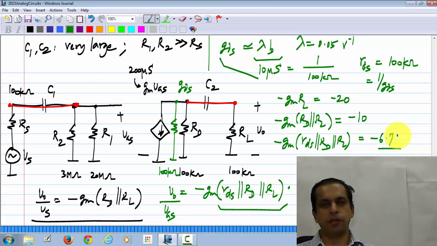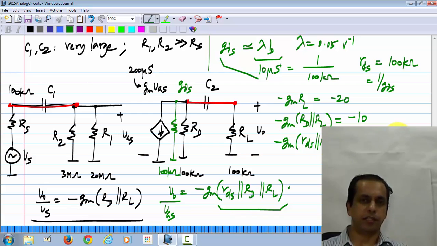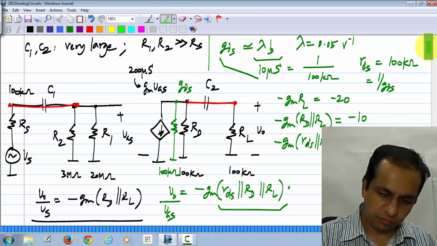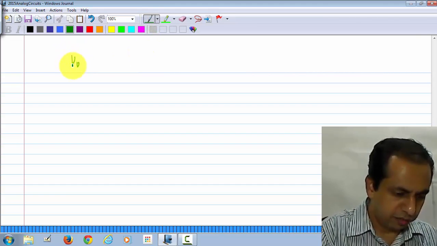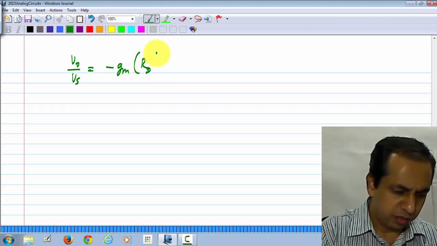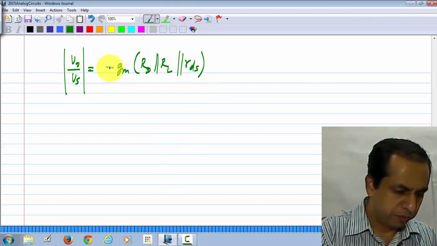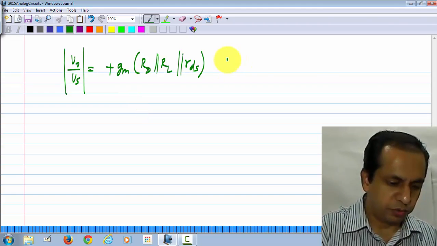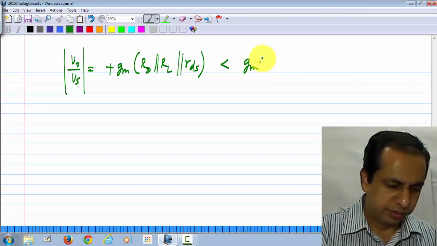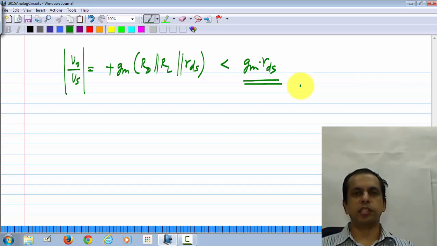One thing you notice is RDS appears in parallel with these. So, even if you set RL to infinity and RD to infinity, okay, somehow you find some way of biasing and there is no load resistance at all, the maximum value of gain magnitude would be GM RDS, because this gain V naught by Vs, which is minus GM RD parallel RL parallel RDS, and if I consider only its magnitude, becomes plus, and we know that this is going to be less than GM RDS. Okay.